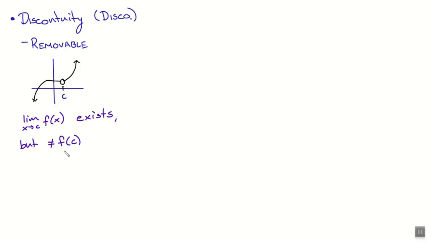Now, we could say f of c does not exist. Turns out I don't really care whether or not it exists necessarily, because if I put a point right here, now f of c exists, but it doesn't equal the limit. That is a removable discontinuity. Okay. Alternatively, little pro tip, we have a removable discontinuity when something divides out.